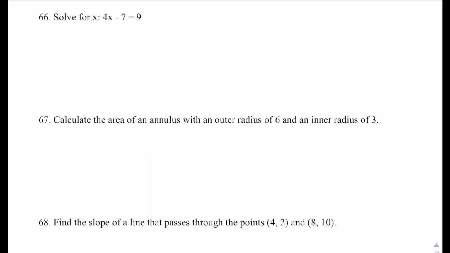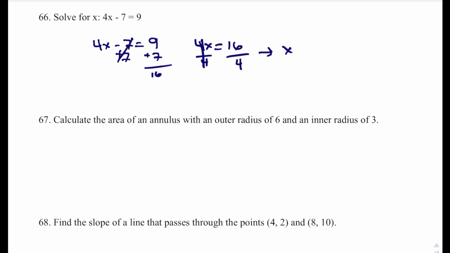All right, so solve for x. 4x minus 7 equals 9. So again, we want to get x on one side of the equation. First we're going to add 7 to both sides, and this will be 16. So we have 4x equals 16. We divide this side by 4 to cancel out, and this side by 4, and we're going to get x equals 4.